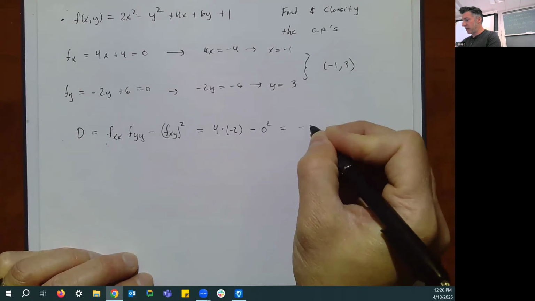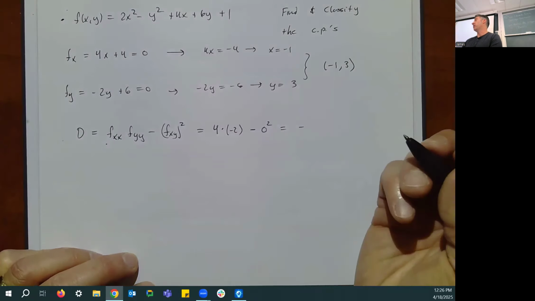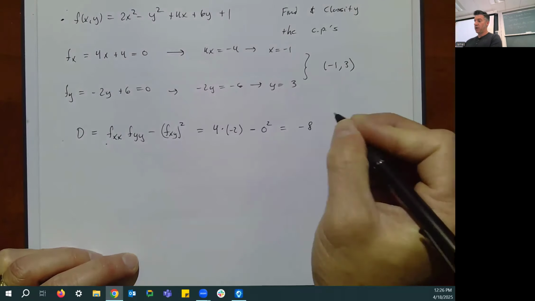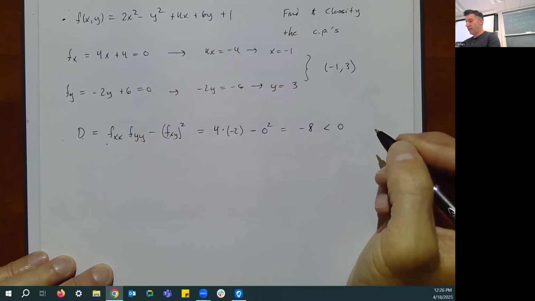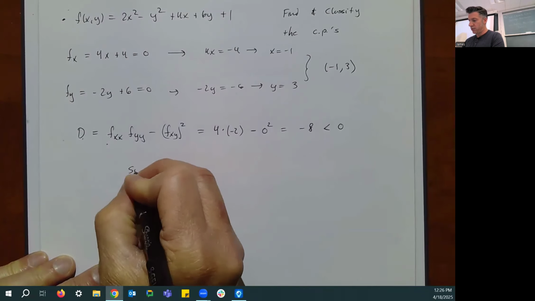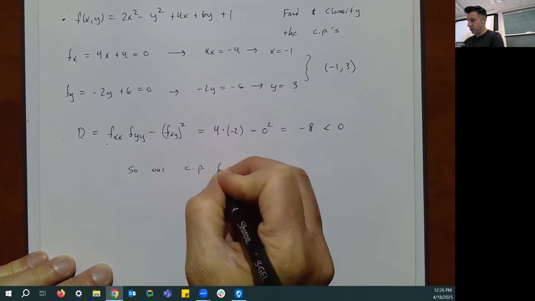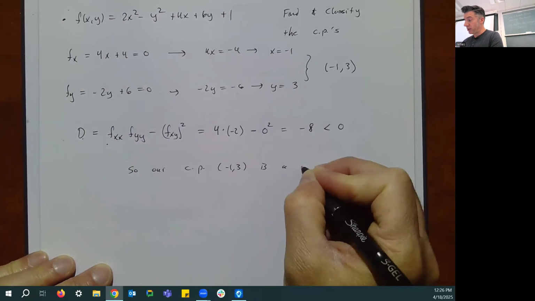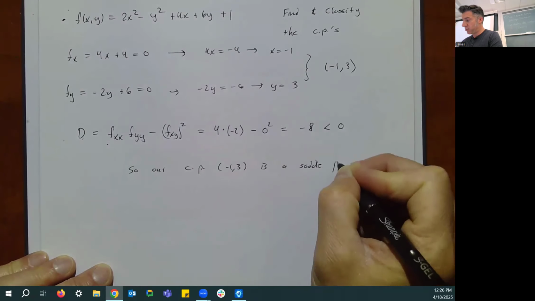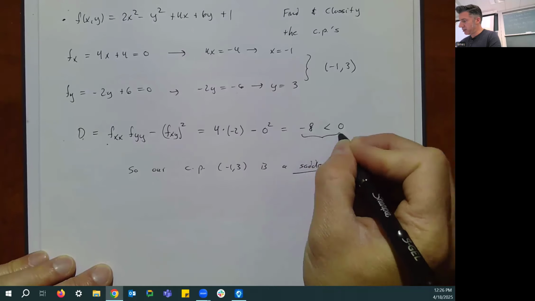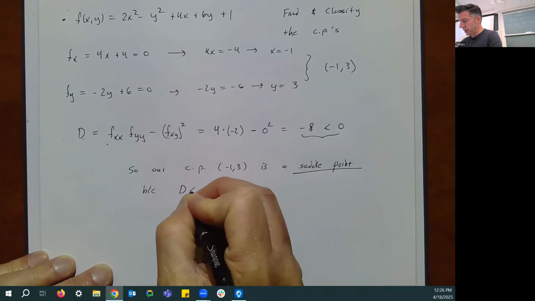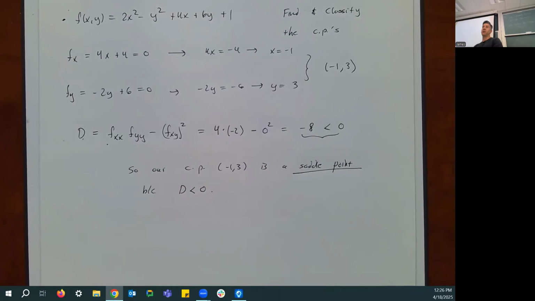So this ends up being negative. I really don't care that it's -8. I just care that it's negative. And since our D is less than 0, that means that our critical point is a saddle point. Because D is negative. That's it. There's nothing else to say. If this value is negative, it's a saddle every time.